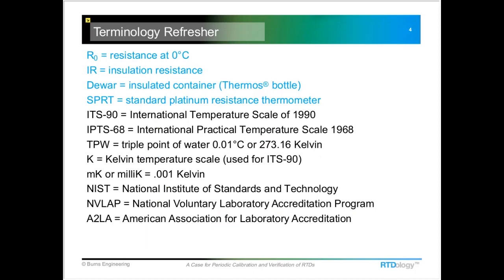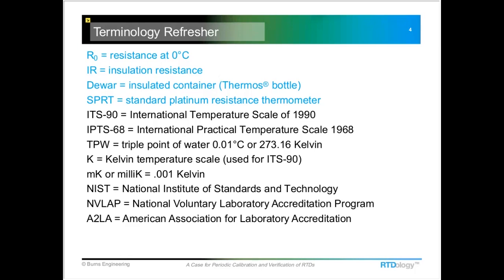First off, though, I wanted to throw out some terminology that we'll be throwing around a little bit. The first four there are probably the most commonly used ones. R0 is just the measured resistance of an RTD at 0 degrees C. It's a very important point for determining the accuracy of an RTD. And insulation resistance is a characteristic of an RTD that ensures that it remains stable and repeatable.